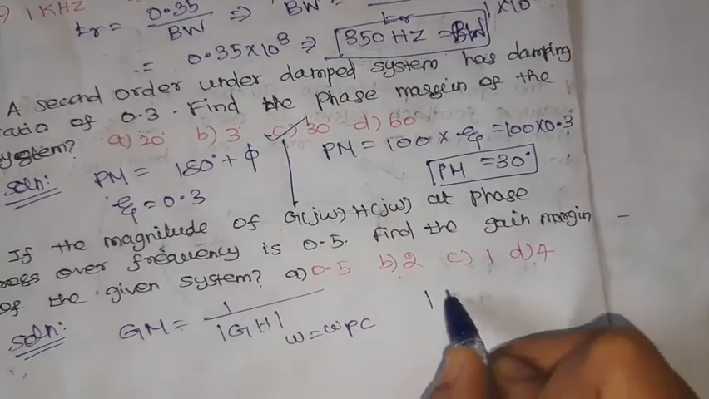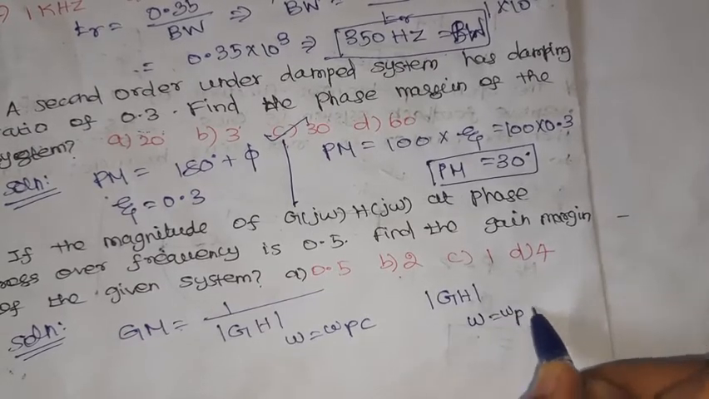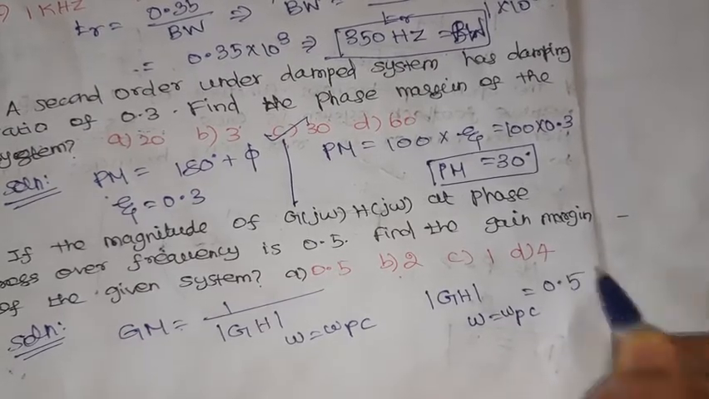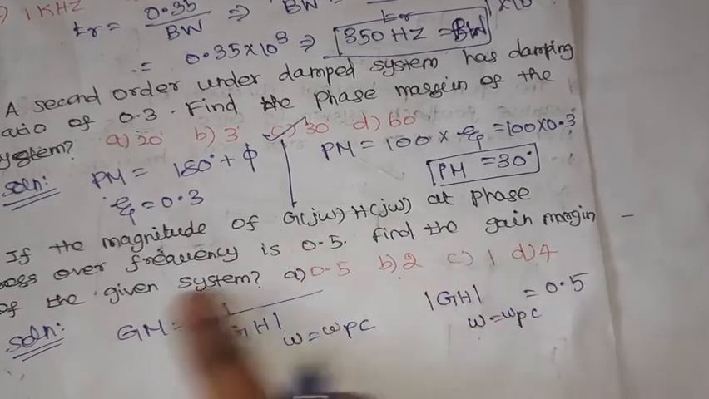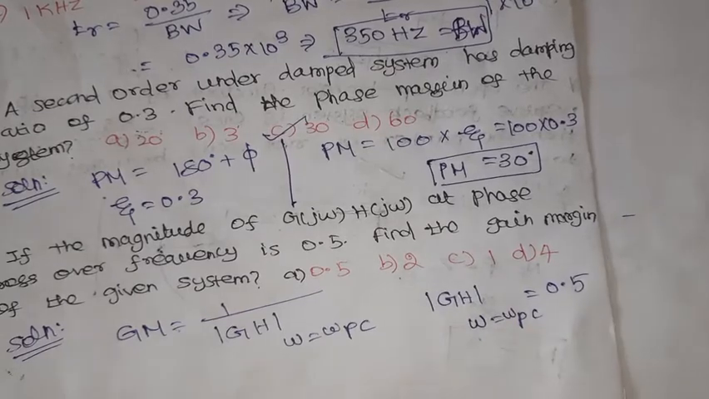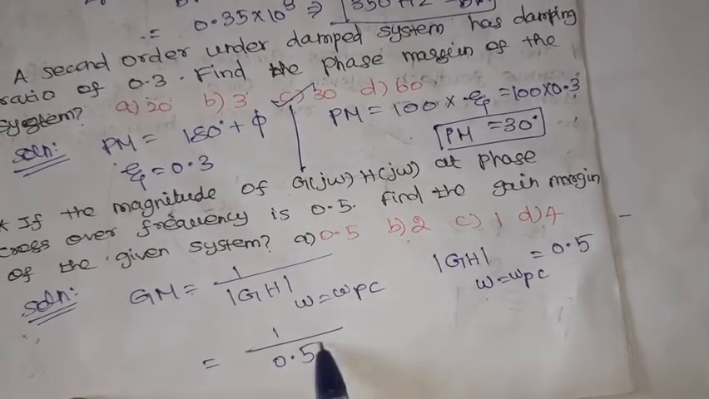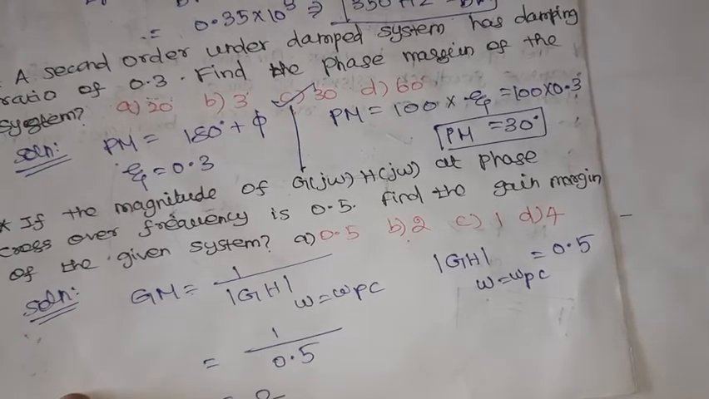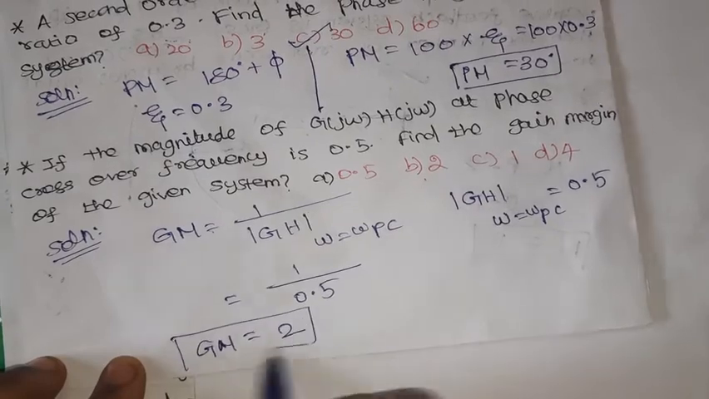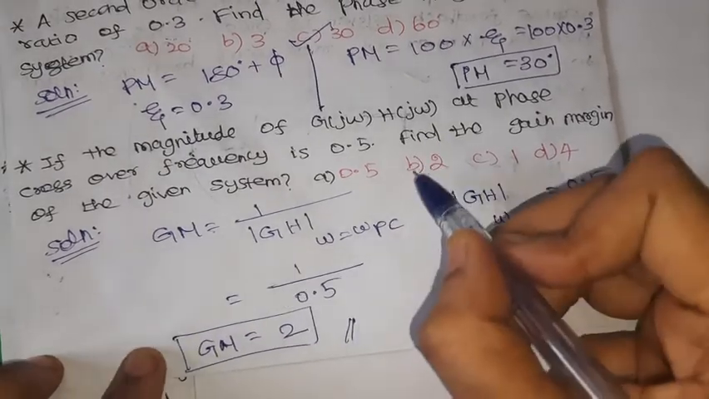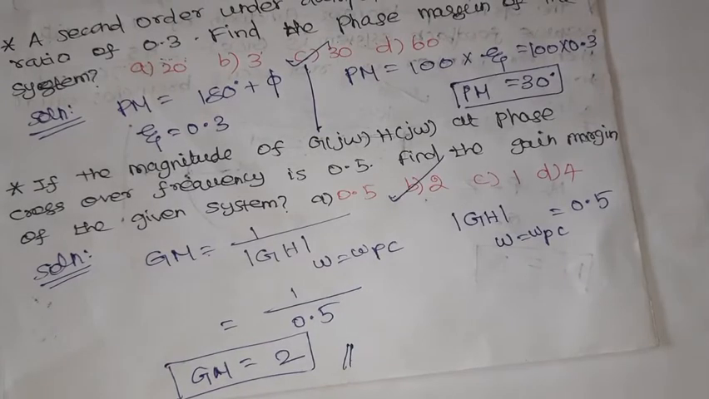What is given? The magnitude of this value at omega equal to omega PC is given as 0.5. Substituting in the formula, 1 by 0.5 is nothing but 2. So the gain margin of the given system is 2. Option B, 2, is the right option for this problem.